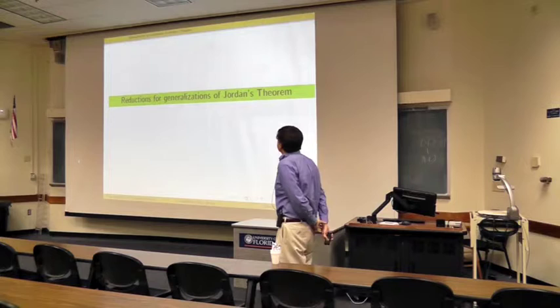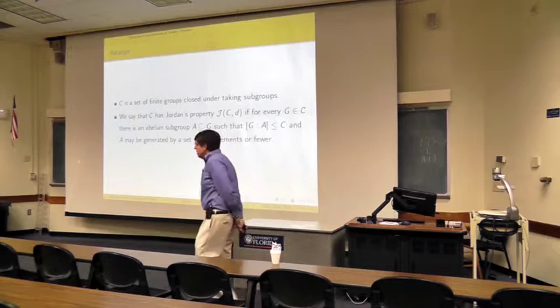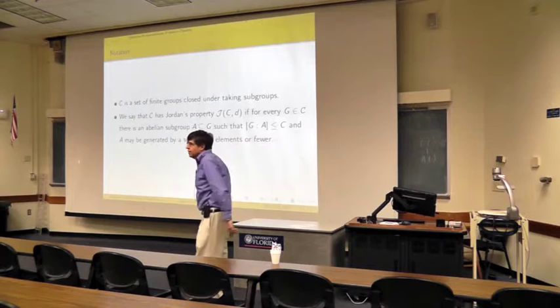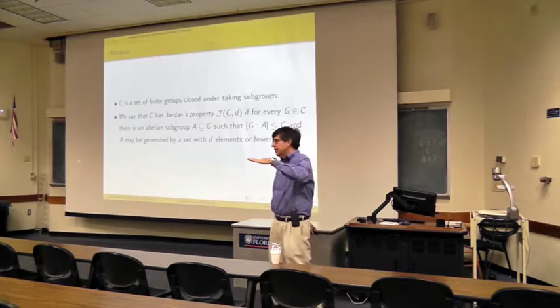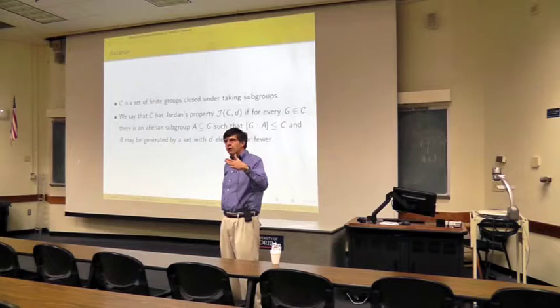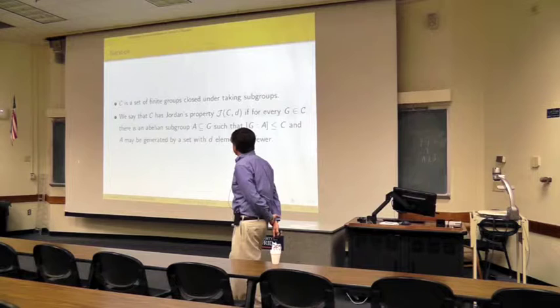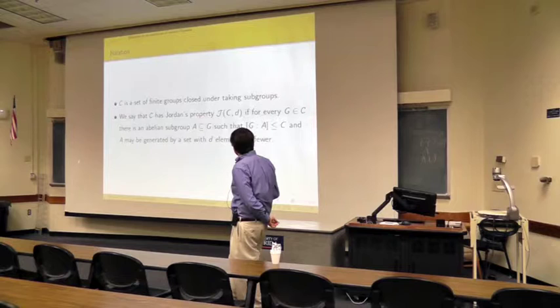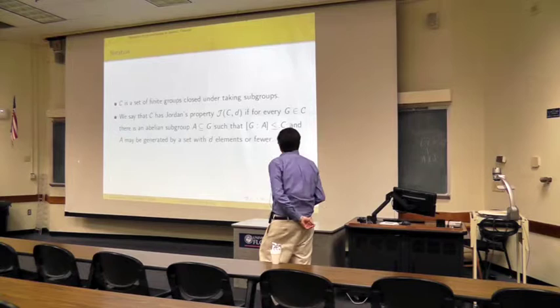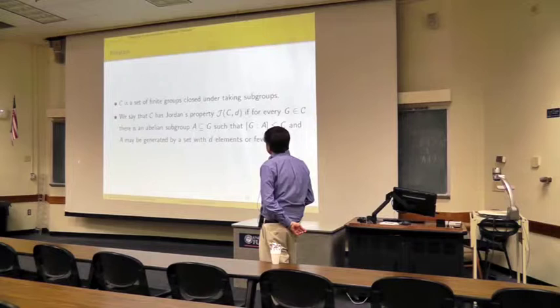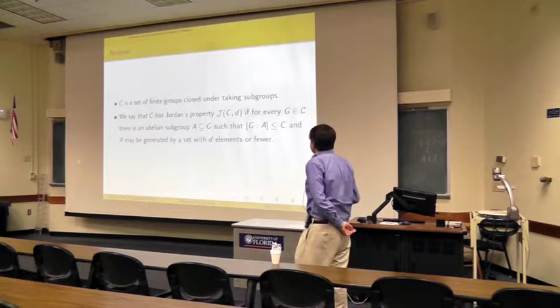So the setup is going to be that C is a set of finite groups closed under taking subgroups. So the subgroups of all these things have the property that they're all finite subgroups of a certain automorphism group of something. So it's always a set of groups closed under taking subgroups. And then we say that it has the Jordan property J(C, D) if for every element G in the collection there is an abelian subgroup A of G whose index is bounded by C, and A can be generated by a set with D elements or fewer.